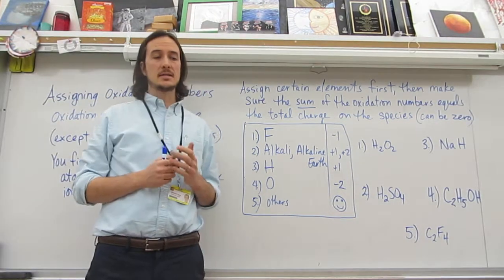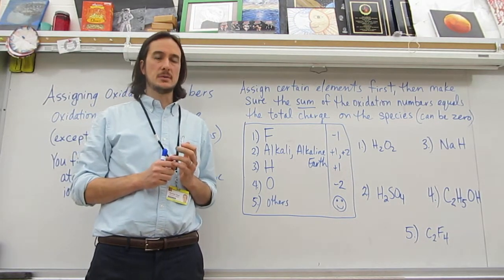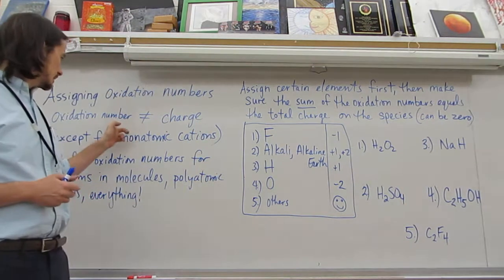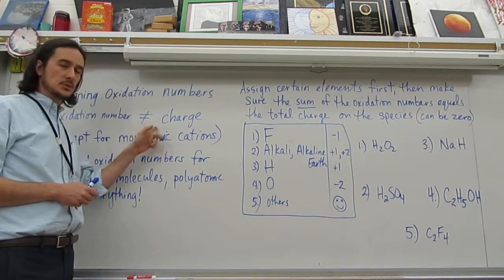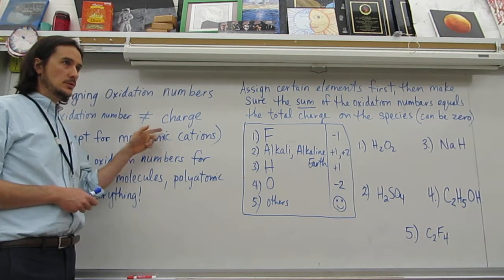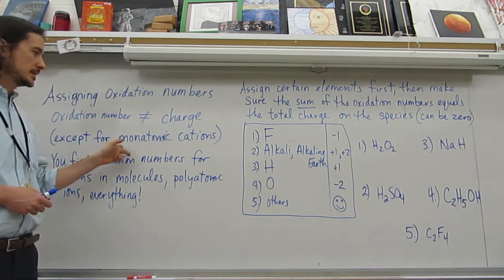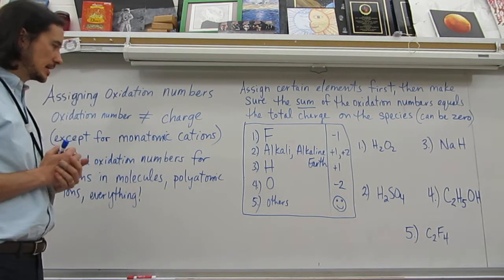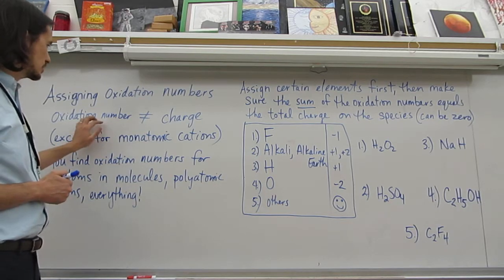So we're going to look at assigning oxidation numbers to elements in a compound. First, the oxidation number is not equal to charge, although it can be. If you have a monatomic cation, then these are going to be the same number. But oxidation number is something different.